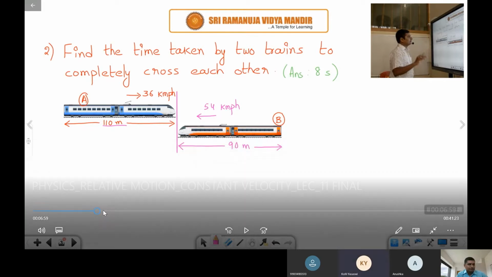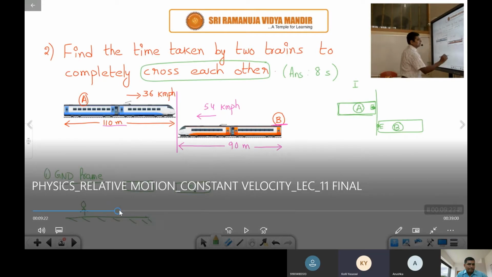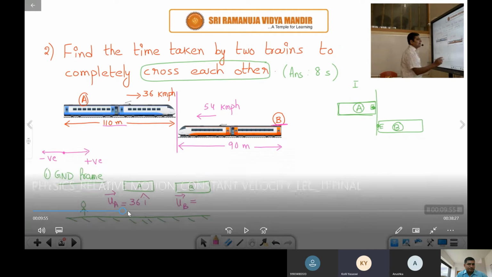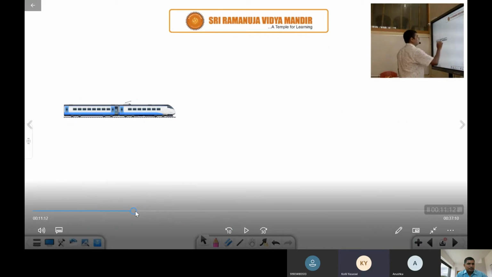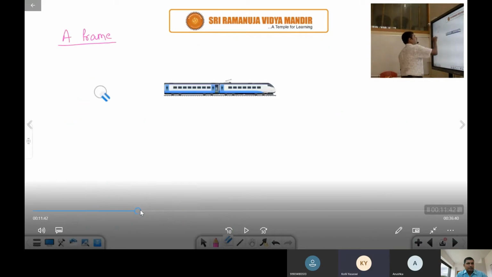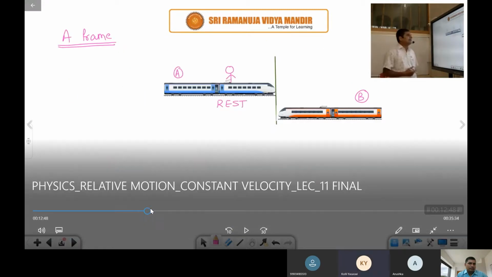Then the distance is also given. So S equals, we'll also write, of A and B. Then standing on one of the frames. Which frame? Any frame, it doesn't matter. So B frame, or A frame, whichever one. Let us solve A frame, sir. A frame.